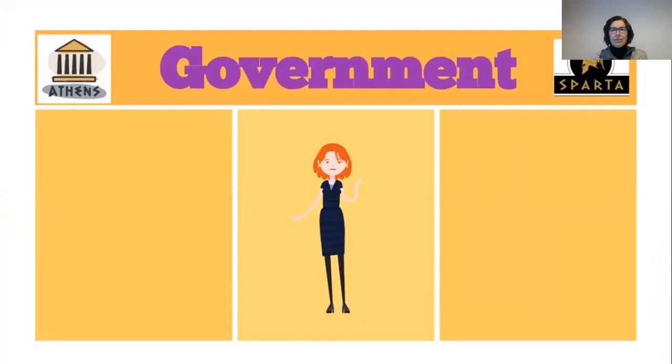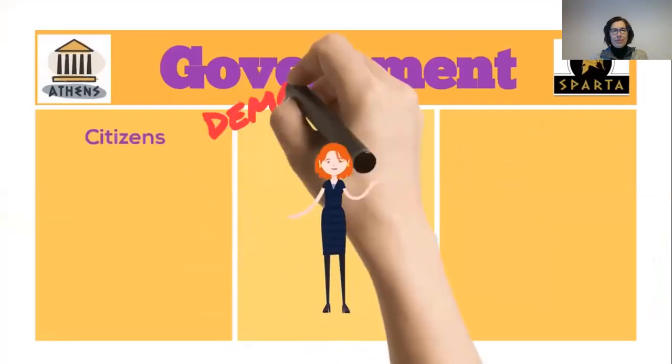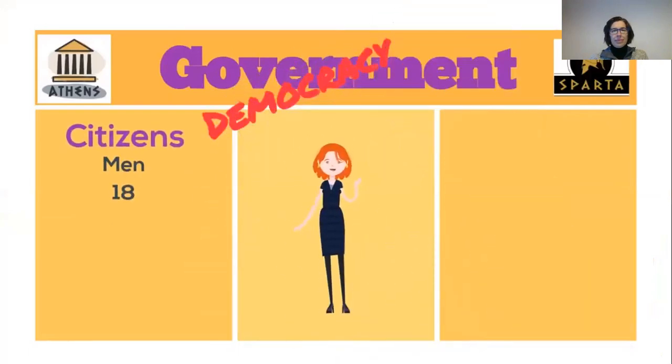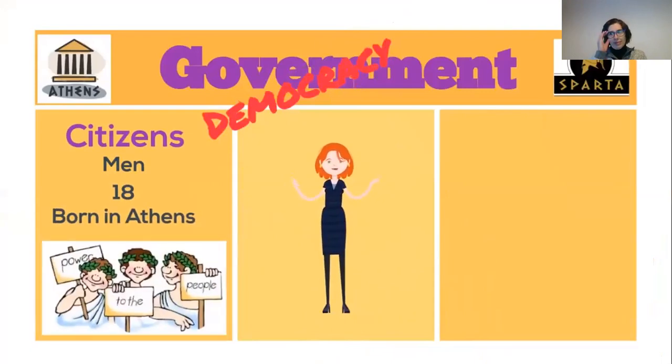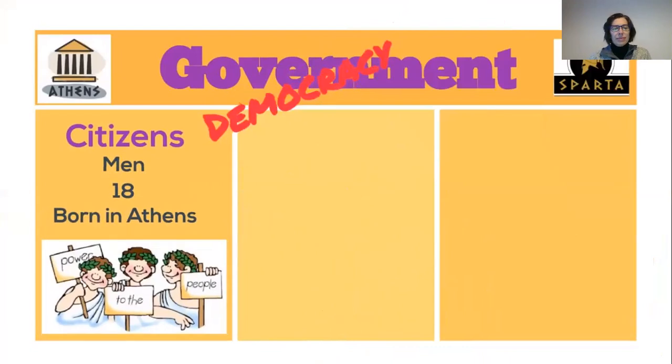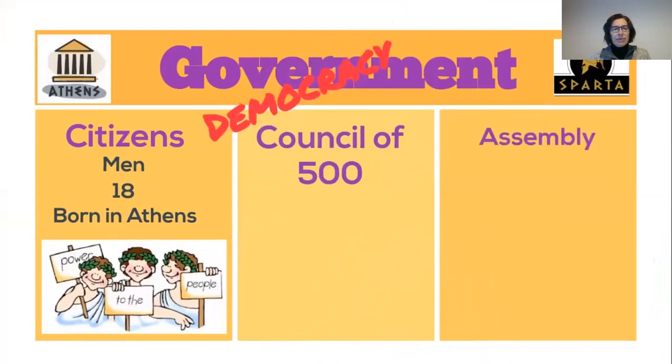Let's talk government. Athens was a democracy, and all free men, 18 and older, who were born in Athens were citizens and could take part in the government. The government was made up of two groups, the Council of 500 and the Assembly.